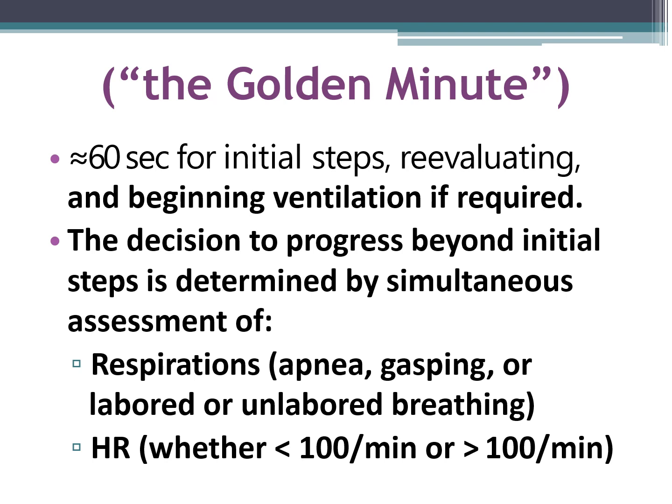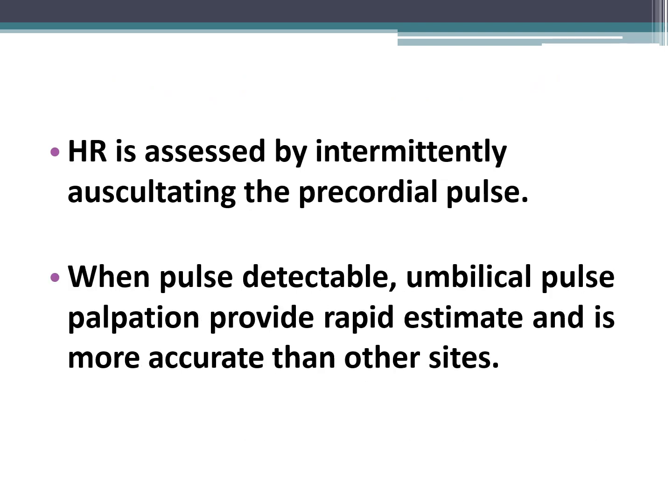So you should see the pattern of respiration, and if it is normal, there is no need for any extra measures. And you should see the heart rate, whether it is less than 100 or more than 100 per minute. The heart rate should be assessed intermittently according to the precordial pulse. And if the pulse is not detectable, you can palpate the umbilical pulse, and that will give you a correct estimate of the pulse rate of the baby.